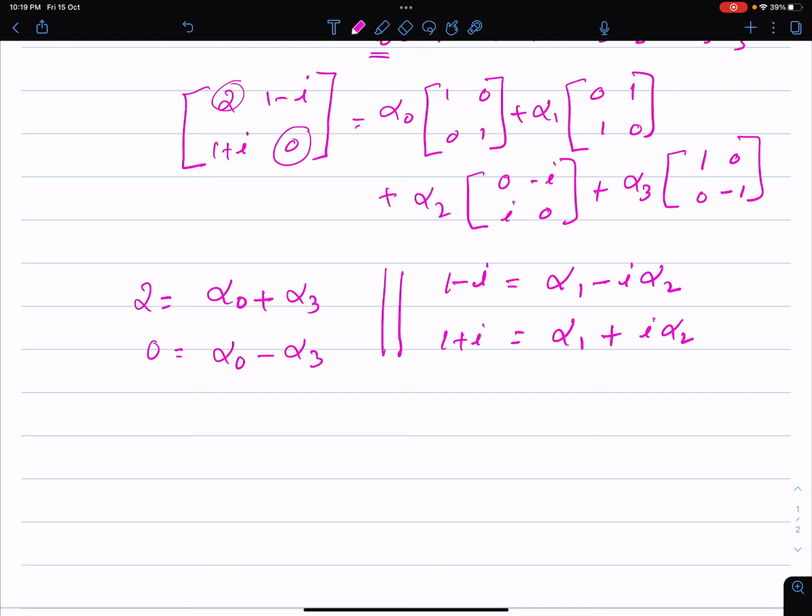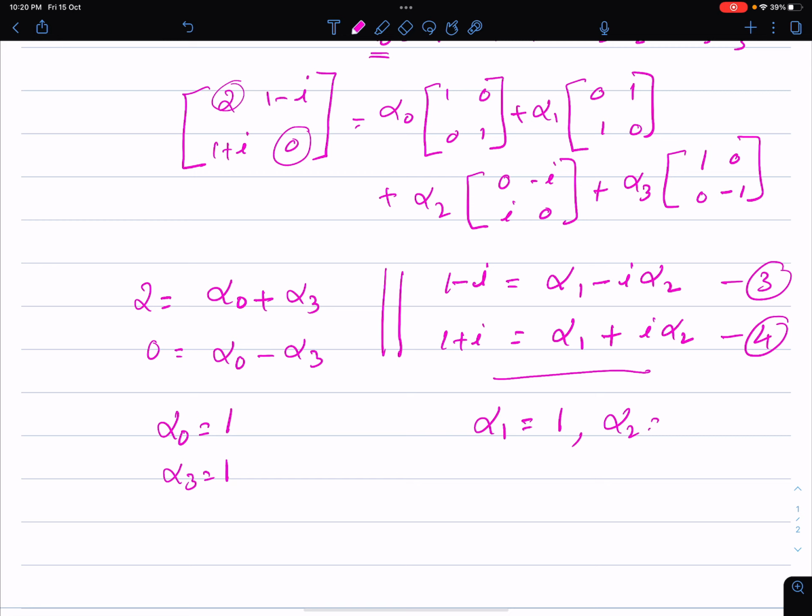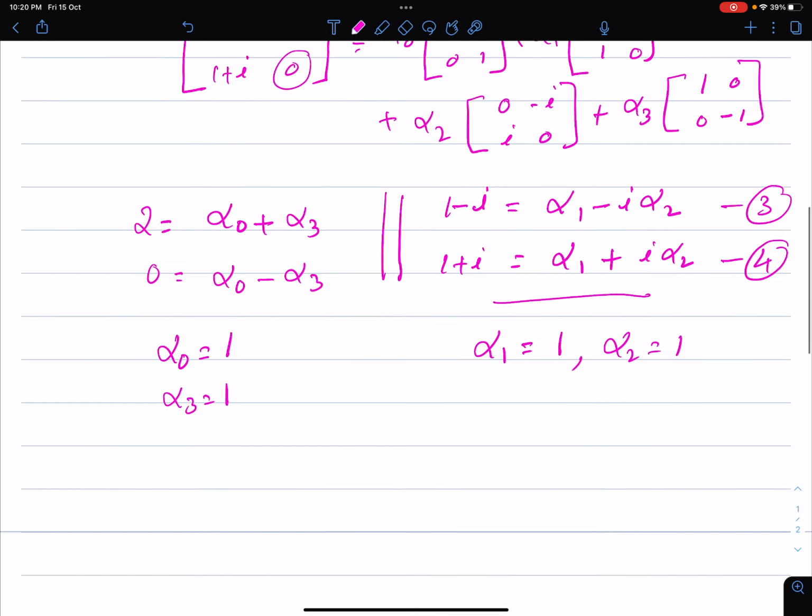If you solve these equations, from the first set you get alpha 0 equal to 1 and alpha 3 equal to 1. From the second set, if you add them, you get 2 alpha 1 equal to 2, so alpha 1 is equal to 1. If you subtract the fourth equation from the third equation, you get 2i equal to 2i alpha 2, so alpha 2 is also equal to 1. So alpha 0, alpha 1, alpha 2, alpha 3 are all 1.